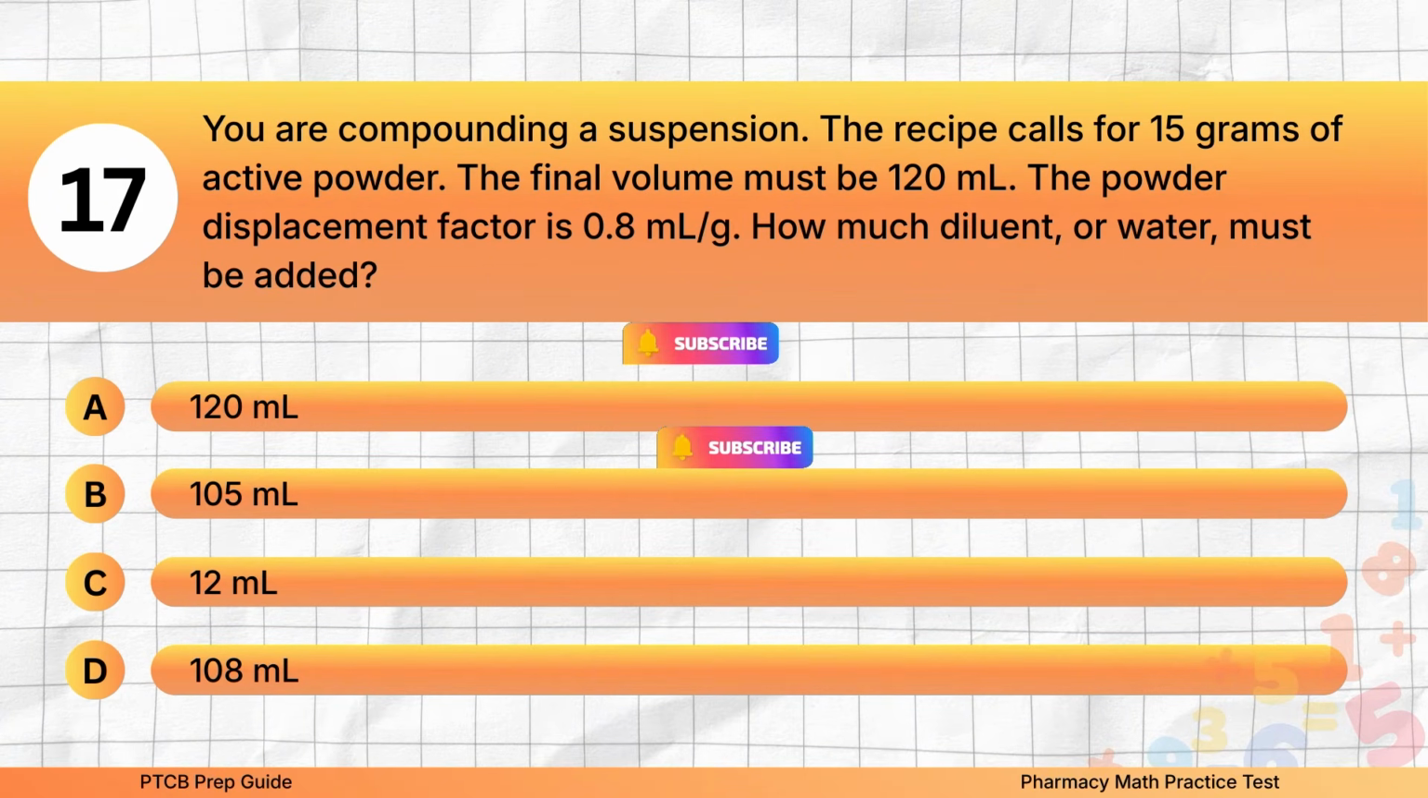You are compounding a suspension. The recipe calls for 15 grams of active powder. The final volume must be 120 milliliters. The powder displacement factor is 0.8 milliliters per gram. How much diluent or water must be added? Options: A, 120 milliliters, B, 105 milliliters, C, 12 milliliters, or D, 108 milliliters. Hit pause and calculate the volume of the powder first.